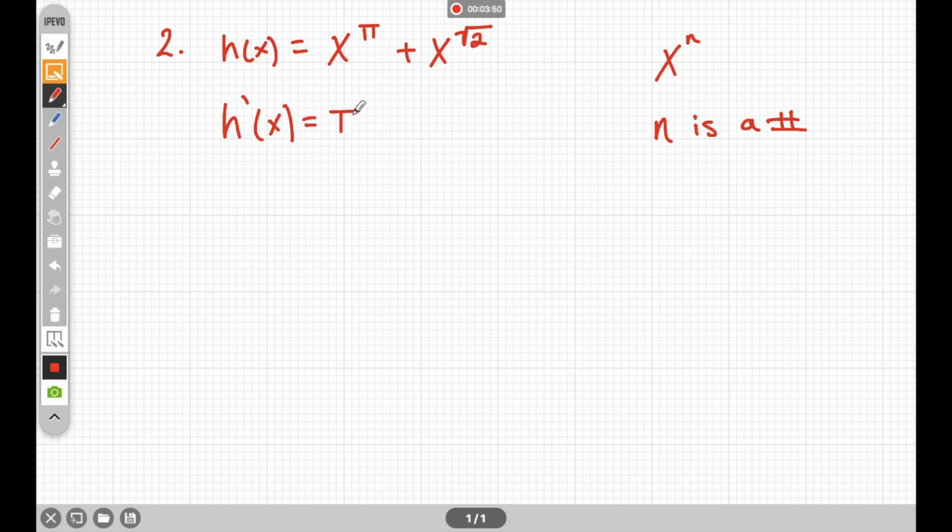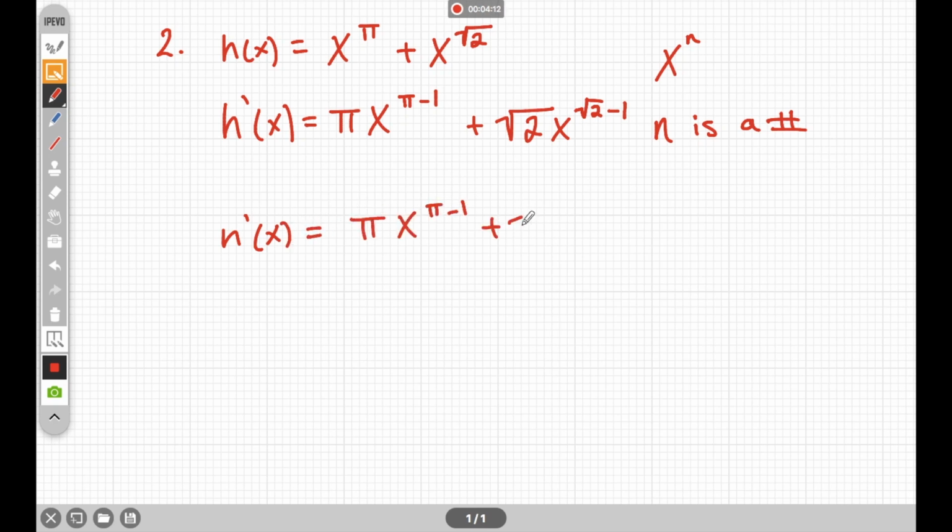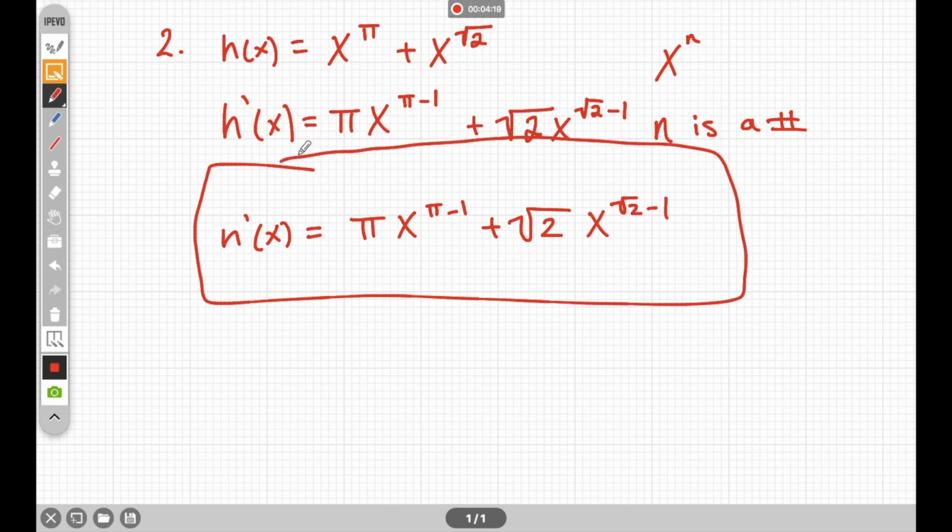which is the power rule, bring down pi, function stays the same, decrease the power by 1, so it becomes pi minus 1, plus, here we're going to bring down the square root of 2, function stays the same, decrease the power by 1, so it's square root of 2 minus 1. And that's it. So your answer is just h prime of x is equal to pi x to the pi minus 1 plus the square root of 2 x to the square root of 2 minus 1. No simplification needed any further than that. So there's your answer. And again, this is because pi and square root of 2 are just numbers.